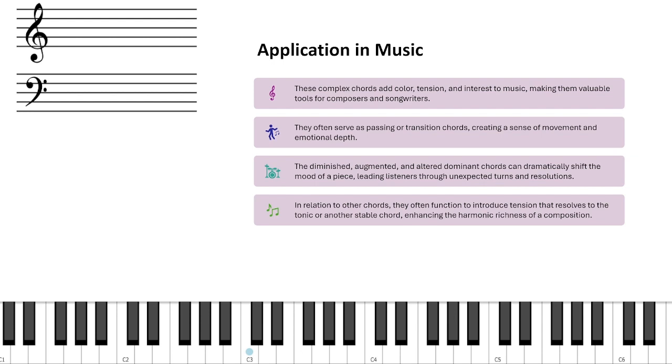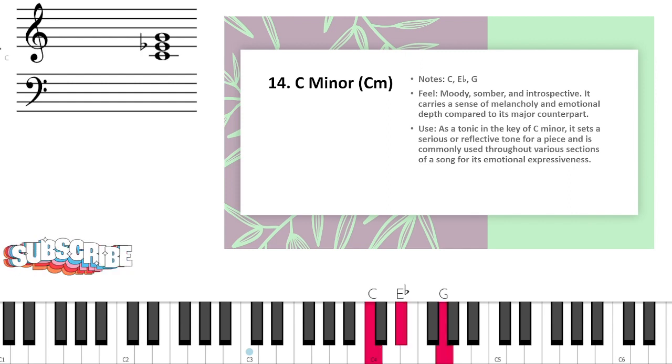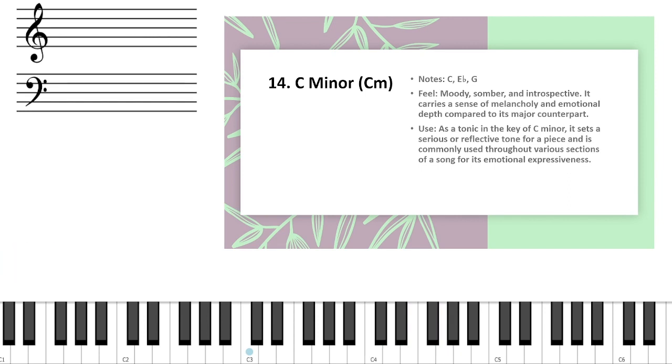In relation to other chords, these additional chords often function to introduce tension that resolves to the tonic or another stable chord, enhancing the harmonic richness of a composition. Let's talk about the very first one. It's C minor. Did you notice that the music I just played for you was on C minor, C, E flat, and G? It's somber, it's introspective, and it carries a sense of melancholy and emotional depth compared to its major counterpart. Check this out.